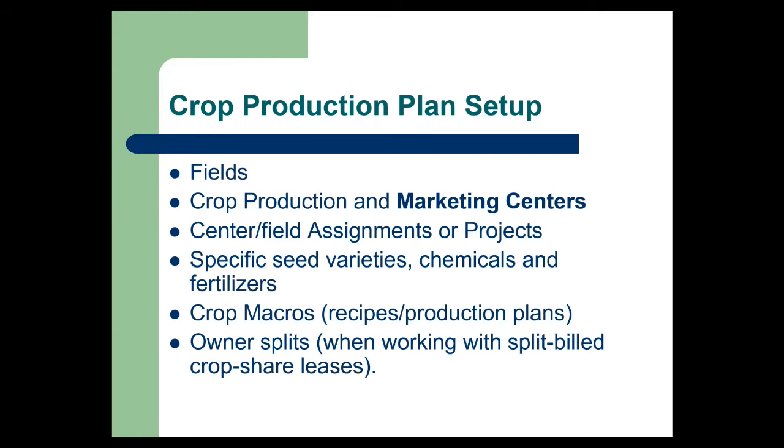You can have specific seed varieties, chemicals, and fertilizers, or you can use a generic, depending on how much detail you want to get to. And this goes back to the original presentation this morning, just how much detail you want to track and how you're going to use that. If you're trying to come up with work orders, you probably want to have specific seed, chemical, fertilizer. If you're trying to do a fast budget, then you make those things very generic.